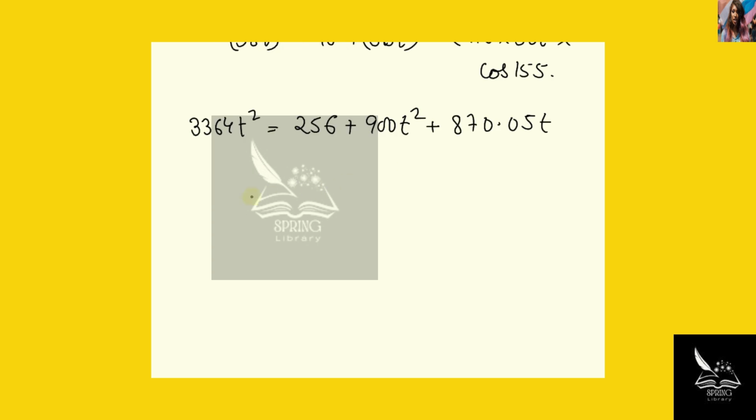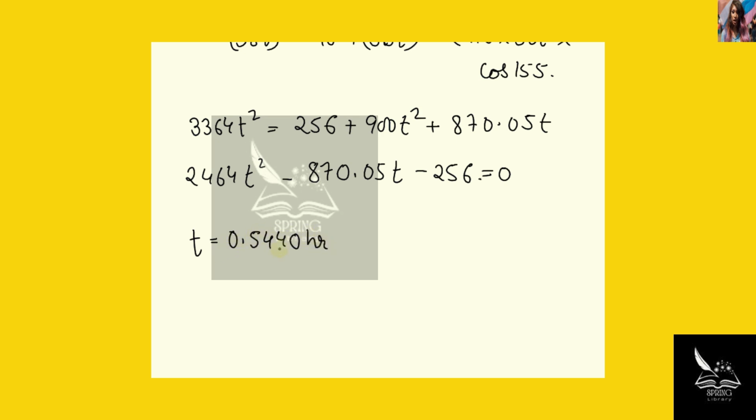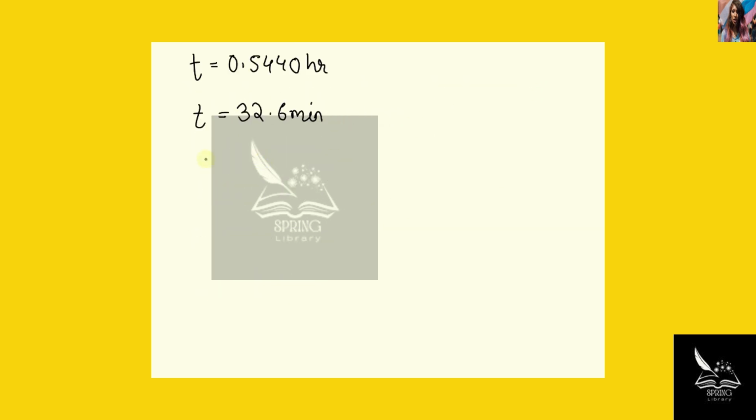Now if we solve this, we get a quadratic equation: 2464 t squared minus 870.05 t minus 256 equals 0. This is a quadratic equation in t. If we solve it, we get t equal to 0.5440 hours. If we multiply it by 60, we get 32.6 minutes, because 1 hour is equal to 60 minutes. So we got the time.